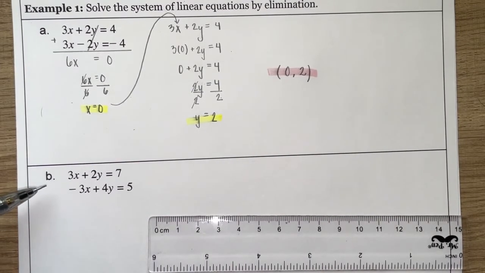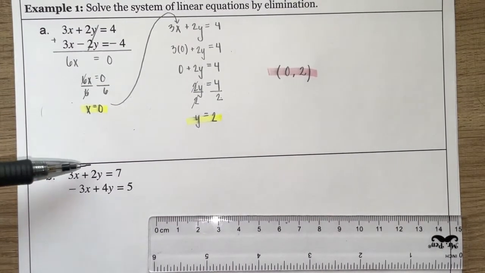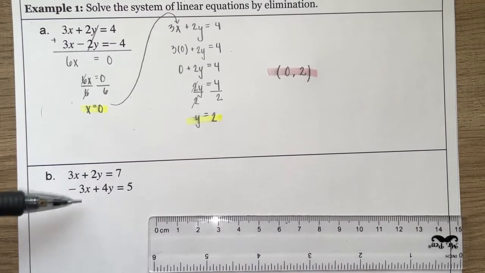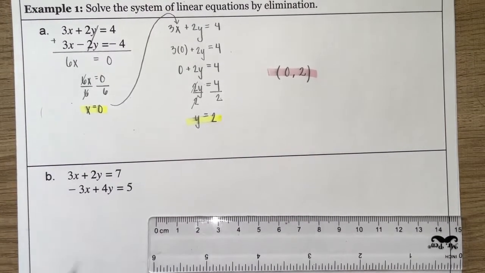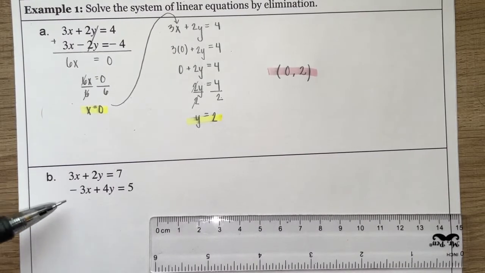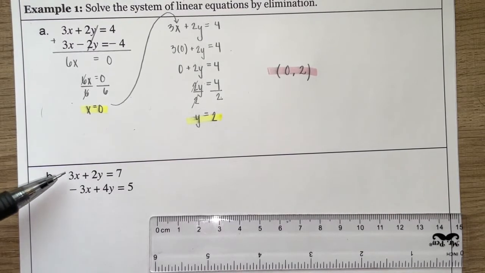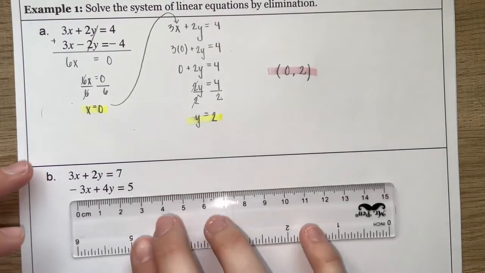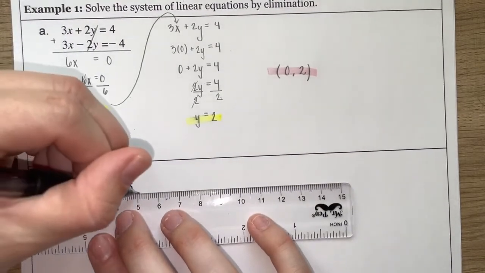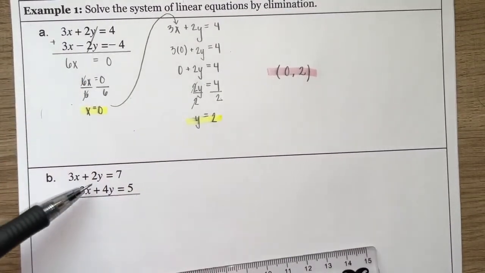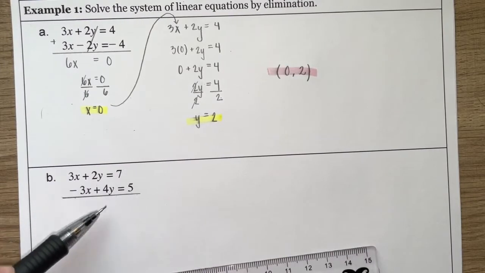And then for example B, we have 3x plus 2y equals 7 and negative 3x plus 4y equals 5. So now we can see that the x's are the only ones that have the matching coefficients and they have opposite signs. So we can eliminate the x's by adding the two equations together. If we add the two equations together, we're not going to be able to eliminate y because they don't have matching coefficients. One is 2 and one is 4.